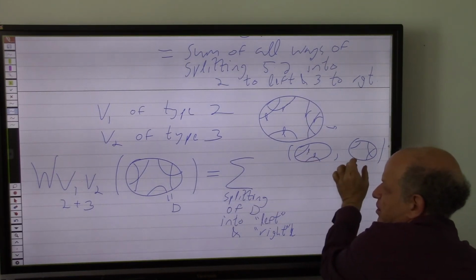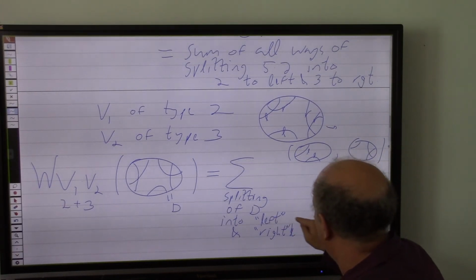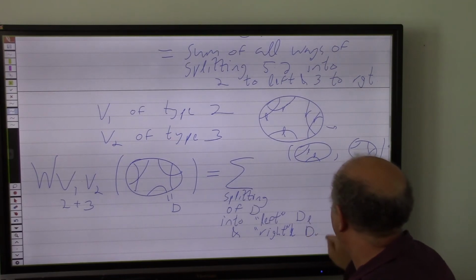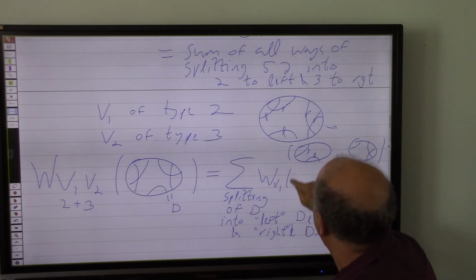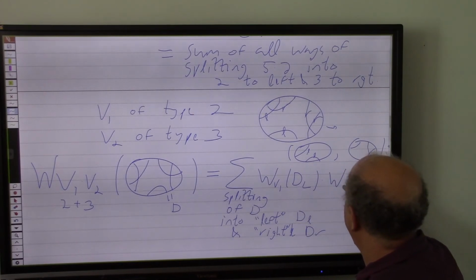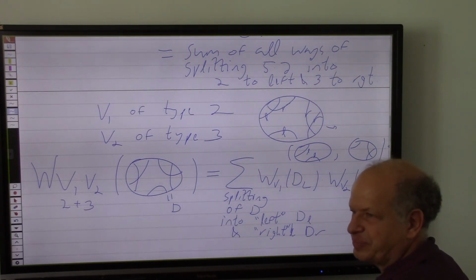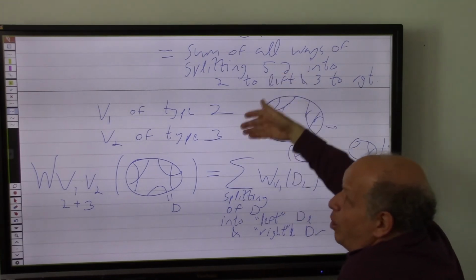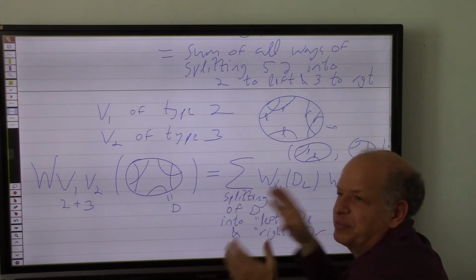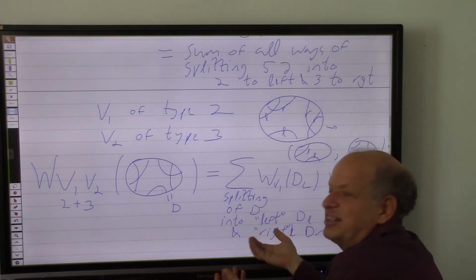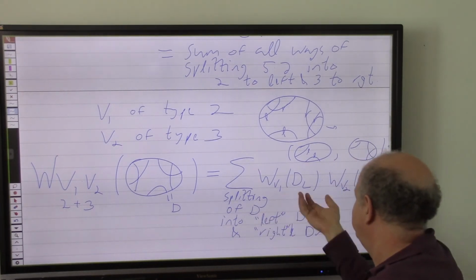And each such splitting is again a differential operator, so maybe I should give them a name. So this is DL and this is DR, and I have to apply W, the weight system of V1, to DL, and the weight system of V2 to DR. Okay? Again, I just copied the formula from calculus, almost verbatim. This is the only interpretation I can have of that formula. I haven't formally proven it, but this seems reasonable.